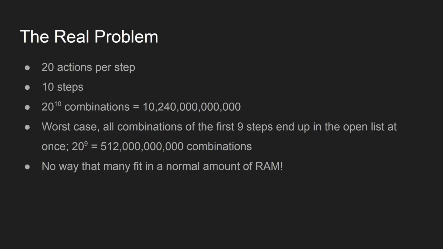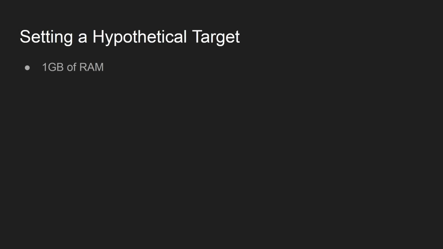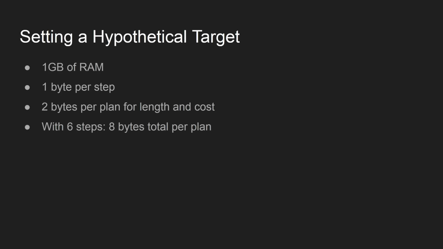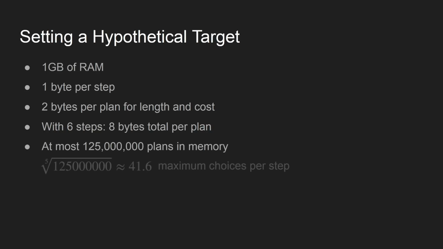This grows exponentially with plan length, so I'm glad I decided to use short-term goals instead of planning the whole encounter. So I'm trying to make this as lean as possible. First off, let's say I want to limit the RAM usage to 1 gigabyte. If I optimize for memory, I could potentially represent each step in the plan with just 1 byte, assuming there are never more than 256 choices to consider at each step. If each partial plan also uses 2 bytes for cost and length, and I limit the plan length to 6 steps, that gives me 8 bytes total per partial plan. So theoretically I could fit 125 million partial plans, which would allow for around 40 actions to consider at each step.